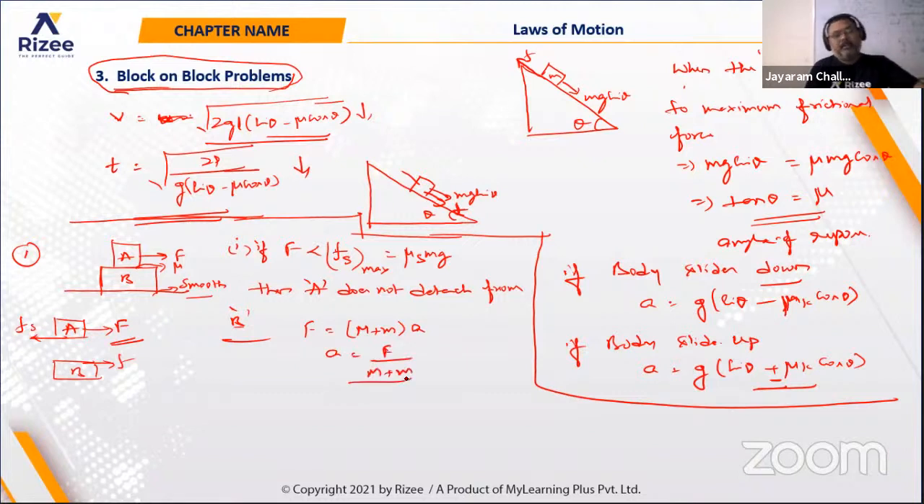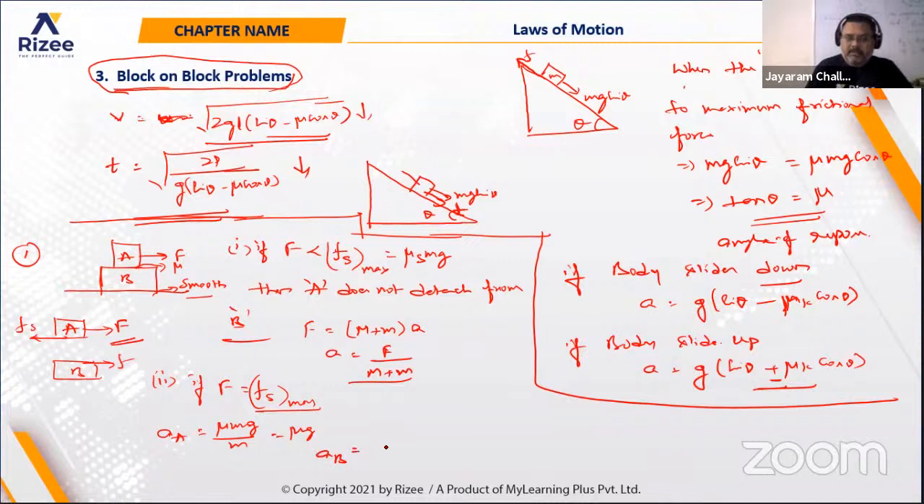Now in the second case, if the applied force is equal to the maximum static frictional force, then the block tends to move. In that situation, the acceleration of the upper block can be written as mu m g by m, which is equal to mu g, and the acceleration of the lower block is only mu m g by the mass of B.